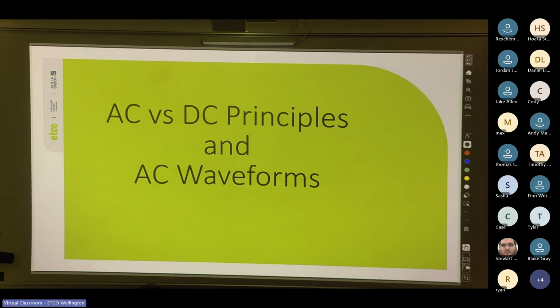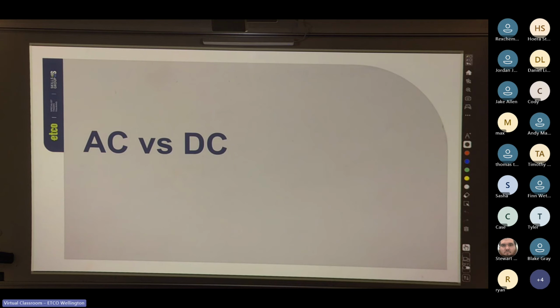Cool. So AC versus DC principles and AC waveforms. Tonight we're going to have a look at AC and DC currents and voltages and look at the difference in generation and the way we use them. Cool. So starting off with some AC versus DC.